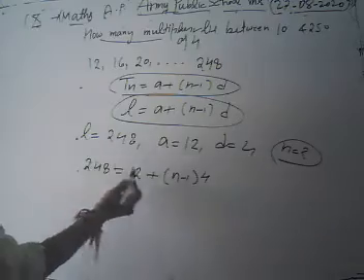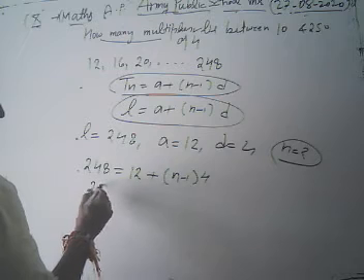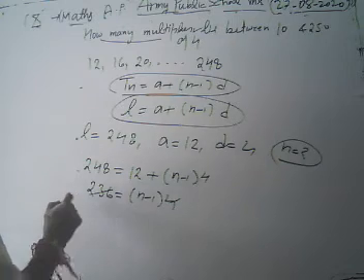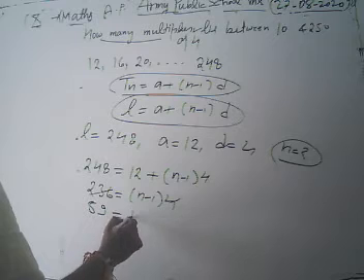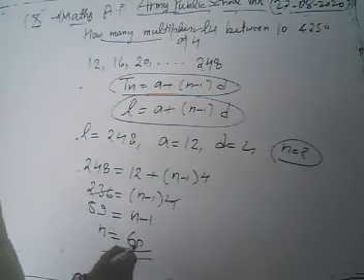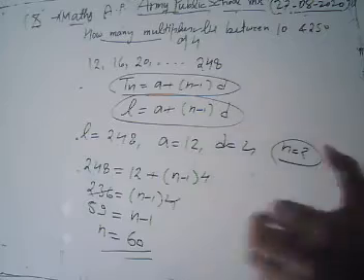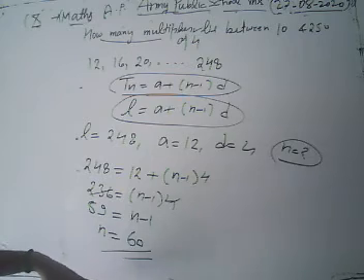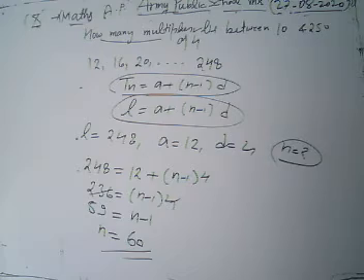Now 248 minus 12 is 236. Here we get 236 equals n minus 1 times 4. Dividing by 4, we get 59 equals n minus 1. Then n equals 59 plus 1, which is 60. There are 60 numbers which are multiples of 4 and lie between 10 and 250.